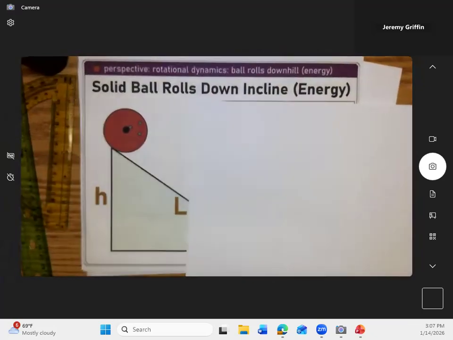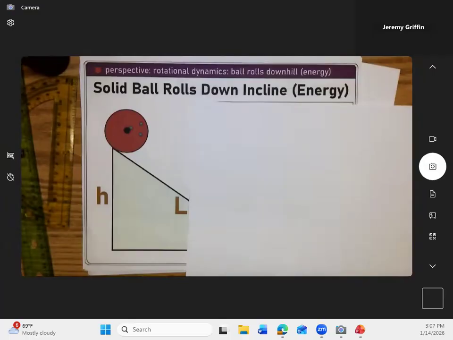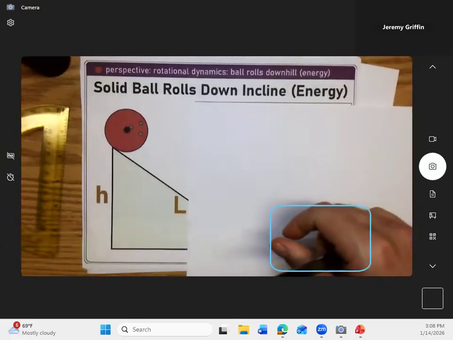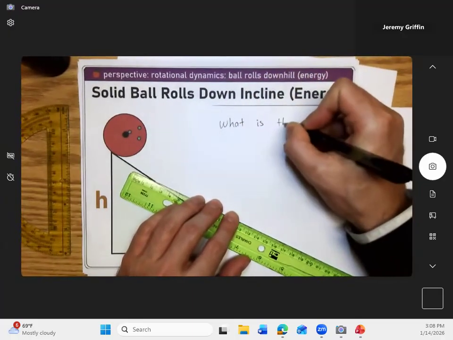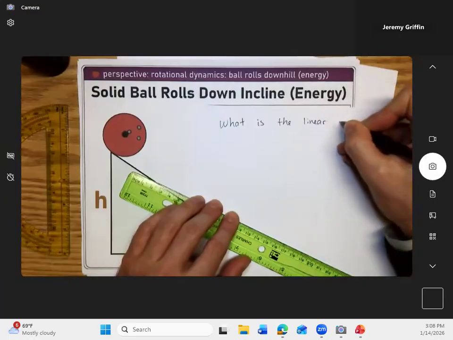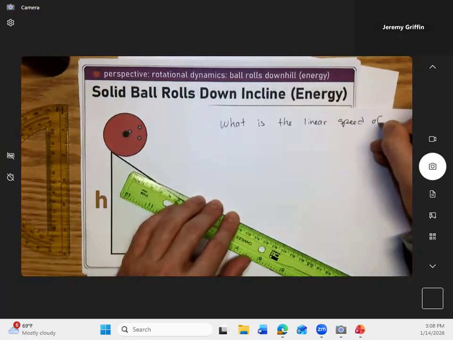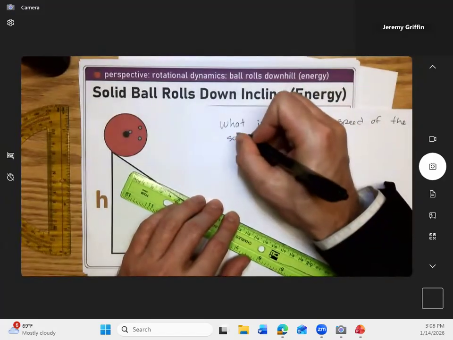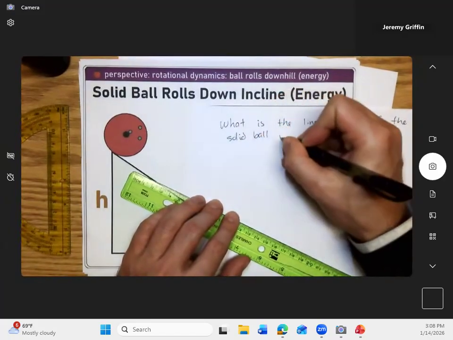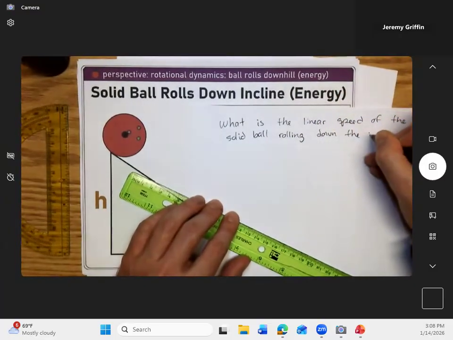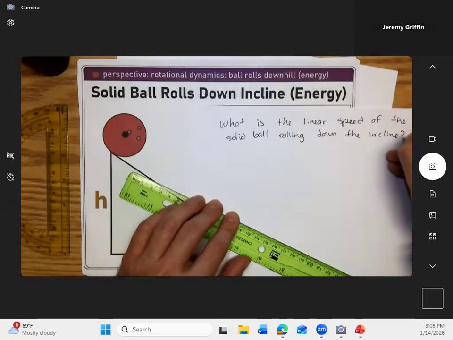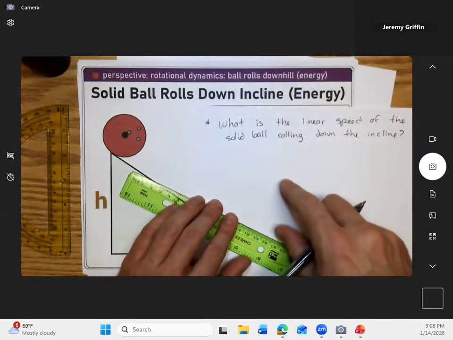You see a solid ball rolling downhill? Okay. Solid ball rolls downhill. And I'm going to give you guys some numbers and see if you can come up with the correct numerical answer. So let's do this in your notes. Okay. So what is the linear speed of the solid ball rolling down the incline? Okay. I should also say without slipping.